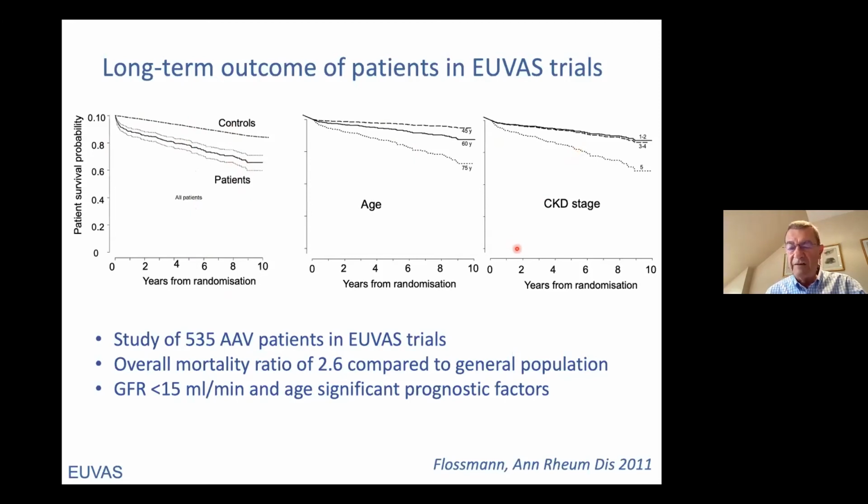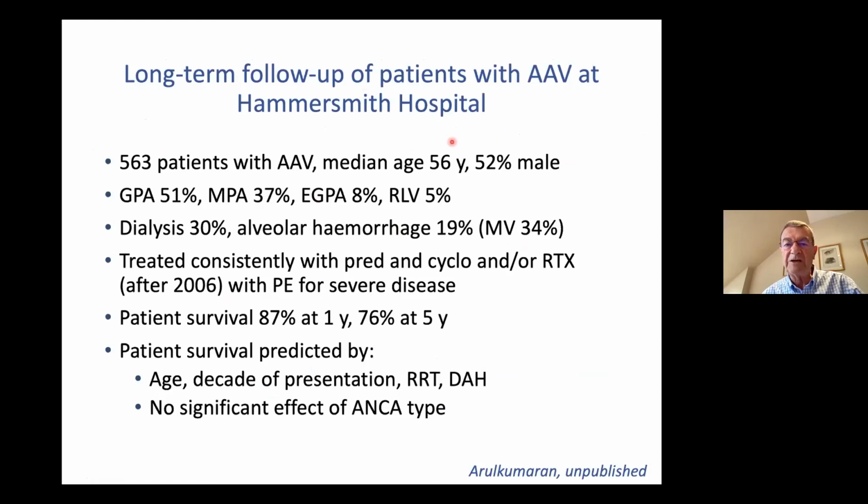Now, we've done our own study at the Hammersmith Hospital, over 550 patients, with a median age of 56, 52% were male. They include roughly equal numbers of GPA and MPA, with fewer EGPA and renal-limited vasculitis. They were a severely affected group. 30% were on dialysis at presentation, and nearly 20% had alveolar hemorrhage, of whom 34% were on the ventilator. They were all treated the same way over the years, because we've always used the same type of protocol with prednisolone and cyclophosphamide, or more recently, rituximab, together with plasma exchange only in severe disease.